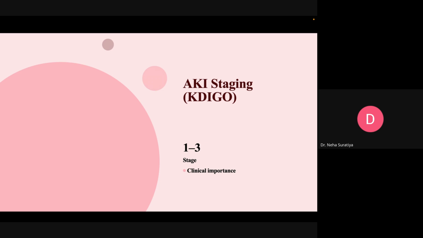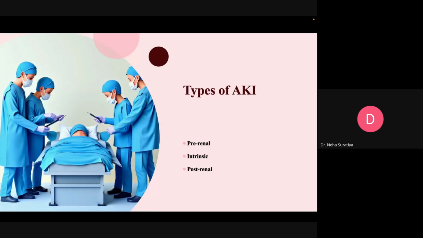So this gives you the idea about the drug dosing, and it determines the need for a nephrology consult, that is, whether the patient should visit the nephrologist or not, if the stage is underestimated. So these are the things AKI staging involves, and we have some types of AKI as well. Acute kidney injury is classified into three types. We have pre-renal AKI, intrinsic AKI, and post-renal AKI.